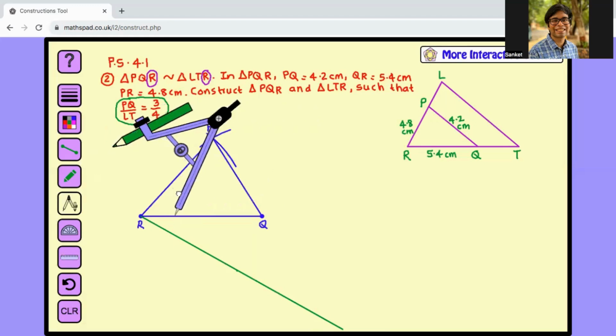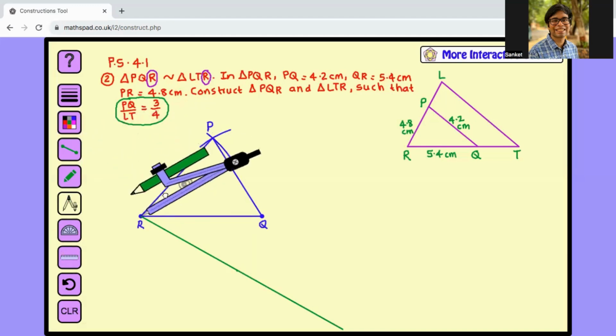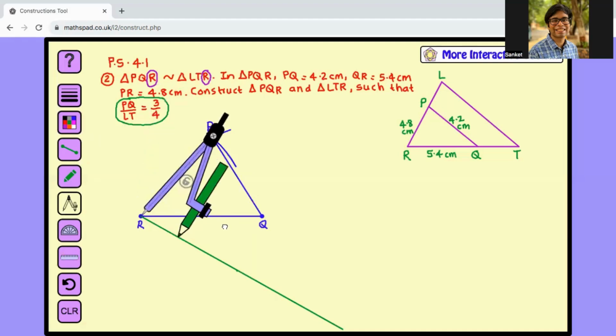Now I have to make some marks on this line, and the number of marks is going to be determined by the larger of the two numbers in this ratio. So this ratio is 3/4. The larger number is 4. So I'm going to make 4 marks on this line.